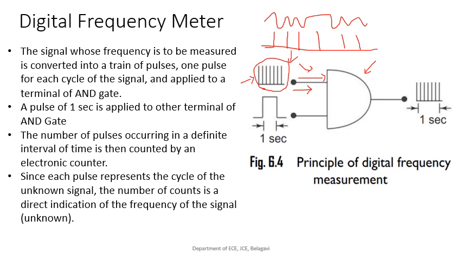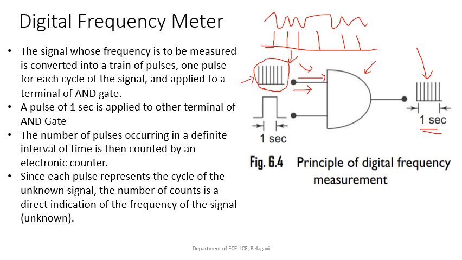Now the AND gate will be active only when both the inputs of the AND gate are 1. Because of this, you will get a signal like this, where you have a train of pulses which are active for 1 second.